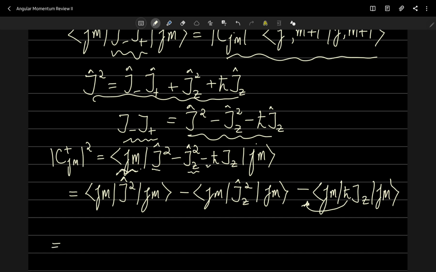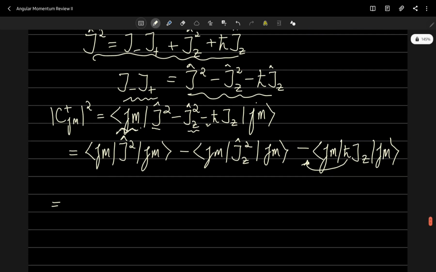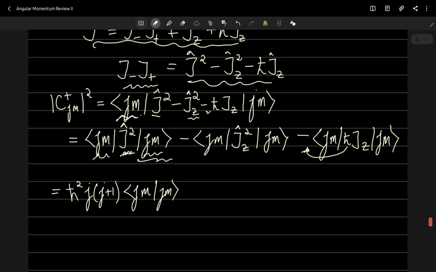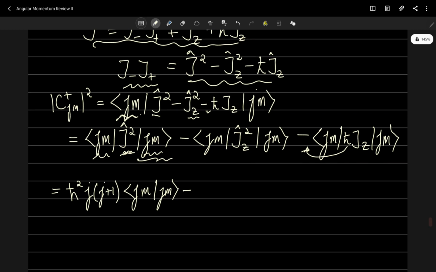Well, let's see what this thing becomes, right? So j squared acting on jm would simply give you h bar squared times j into j plus 1, and this is just a constant and we could throw it out, so we would have h bar squared j into j plus 1, right? And then this state jm, and then when you act j squared on this state, it would also give you back the same state, so jm, right? And then likewise we would do for this rest.